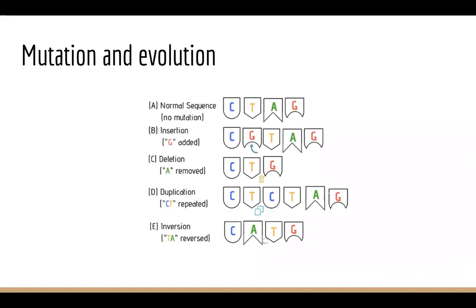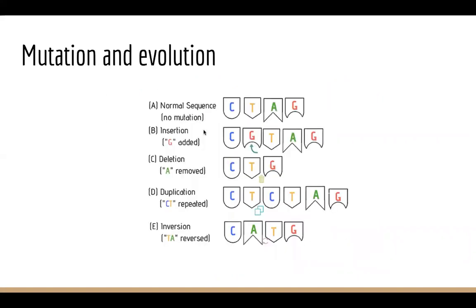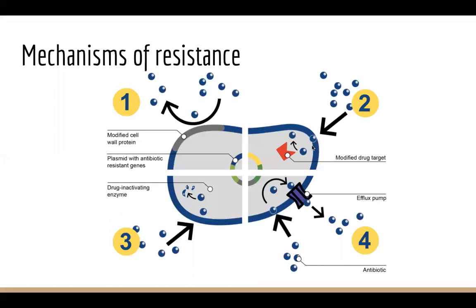But the problem is that, as is always the case in life, there's mutation and evolution that tries to evolve away from these processes. And we get resistance. So bacteria can change their wall proteins, so instead of it binding, maybe it doesn't bind. They can modify the drug target. They can create an efflux pump.